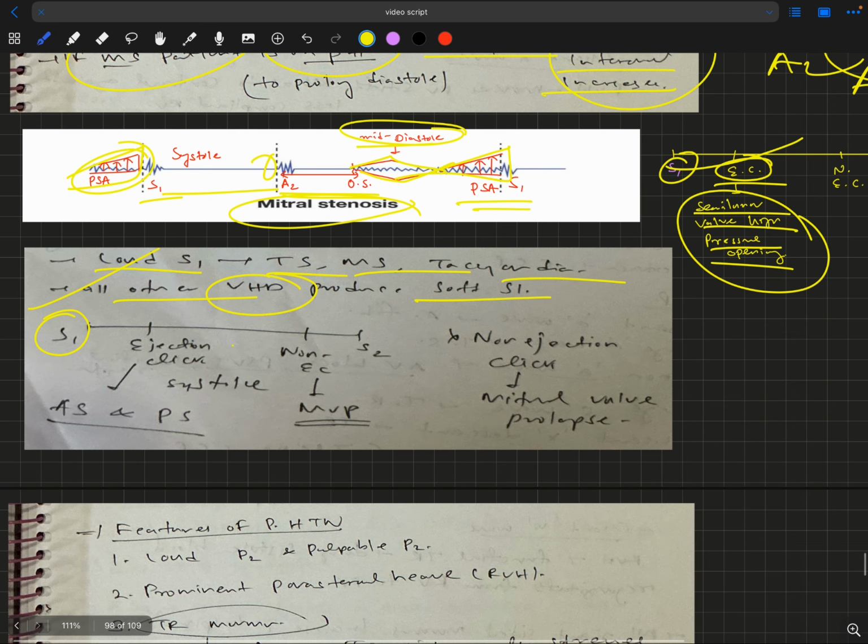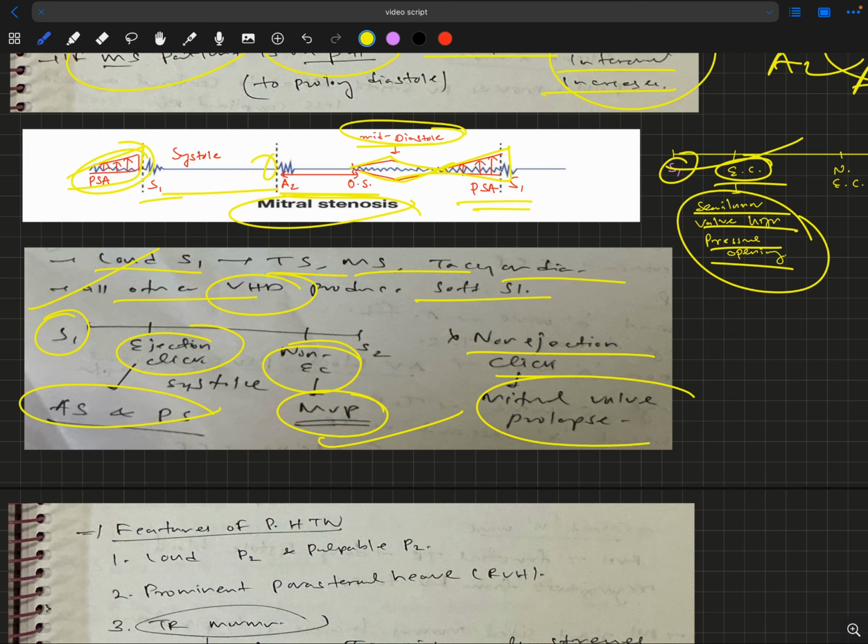So S1, ejection click. Ejection click is heard due to opening of aortic and pulmonary valve. If there is stenosis, aortic stenosis or pulmonary stenosis, then we will appreciate the ejection click during systole. Non-ejection click is also heard in systole. It is due to mitral valve prolapse. So non-ejection click is due to mitral valve prolapse.